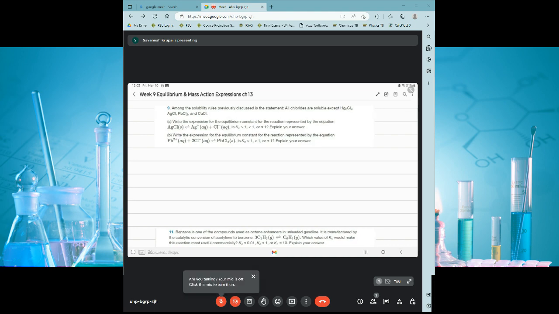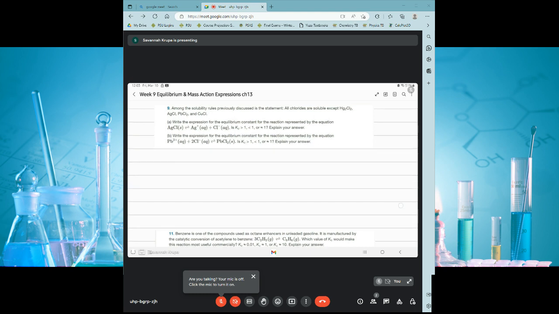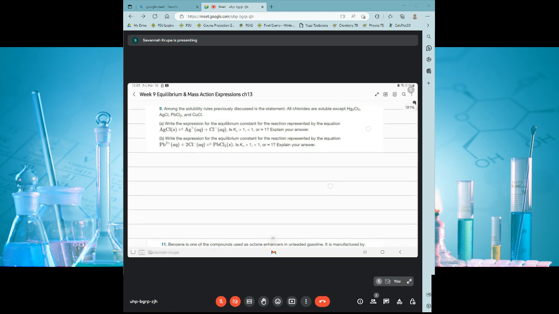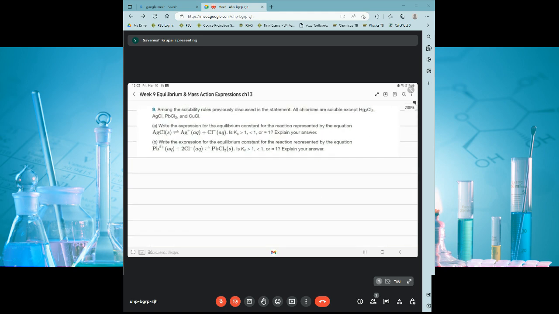Today we will be talking about equilibrium and mass action expressions. This will be from our chapter 13 in the OpenStax textbook. So let's get right on it. We will be working on question number 9. This is the one that you can hopefully see on your screen.